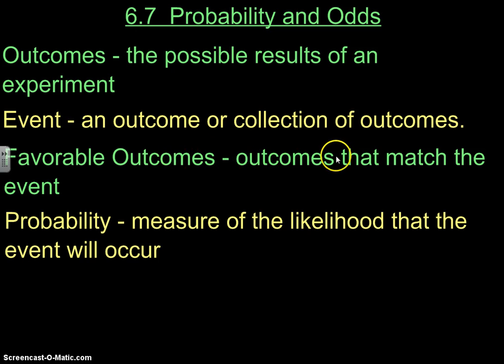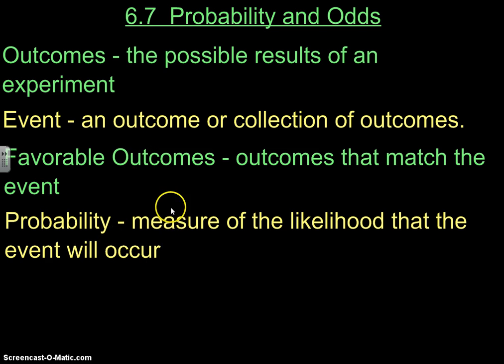Favorable outcomes are the outcomes that match the event that you specify. Say you're flipping a coin and you say the event is, I need to flip tails, and then you flip tails. That is a favorable outcome. An unfavorable outcome would be if you flipped heads and you were looking to flip tails.